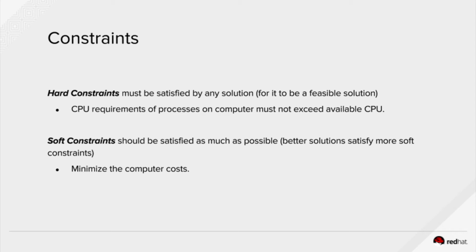In our case, that means that the CPU requirements of all the processes on a computer must not exceed the available CPU of that computer. If it does, the solution is marked as infeasible because we break a hard constraint. The second score is the soft score, which matches our soft constraints. And soft constraints in Planner should be satisfied as much as possible, and better solutions satisfy more soft constraints. In this example, our soft constraint is to minimize the computer costs.